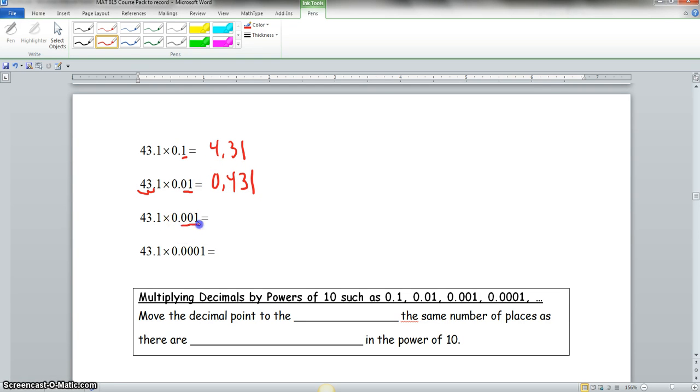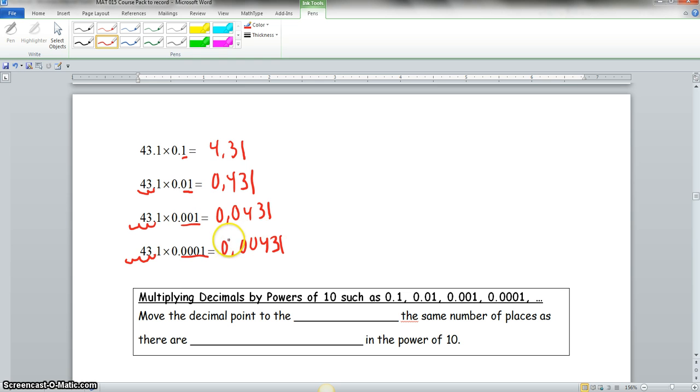Here we had 3 digits behind the decimal. We'll move this decimal 3 places to the left. So it'll be 0.0431. And then here we have 4 digits behind the decimal. We'll move this decimal 4 places to the left. So we have 0.00431.